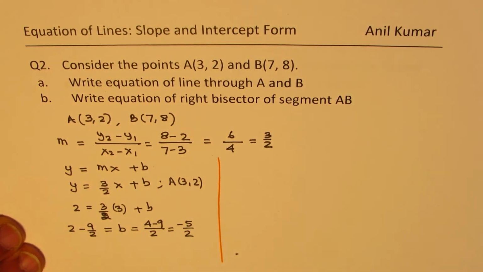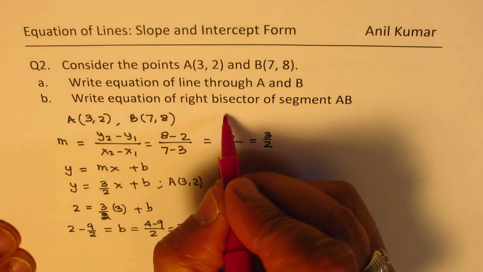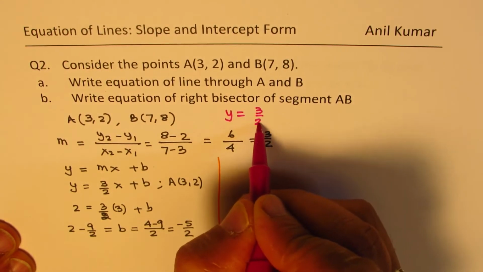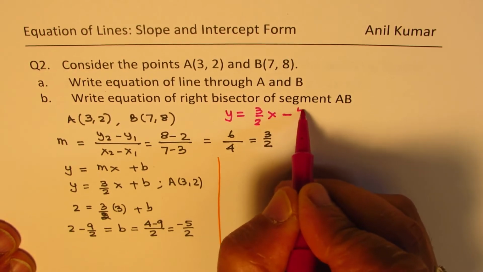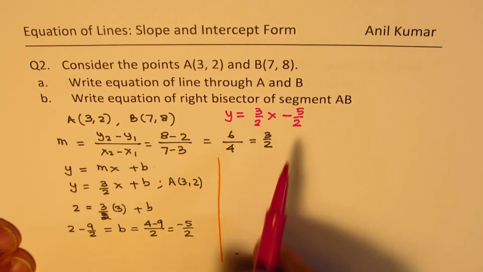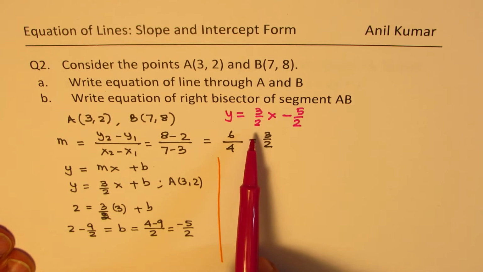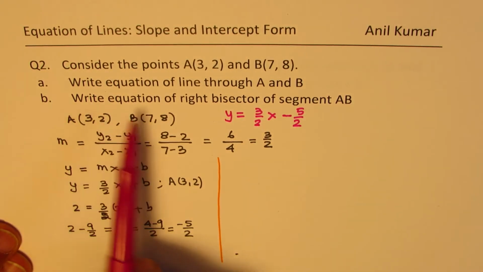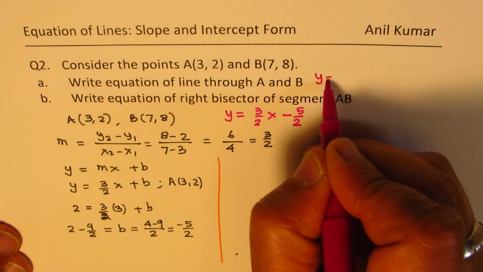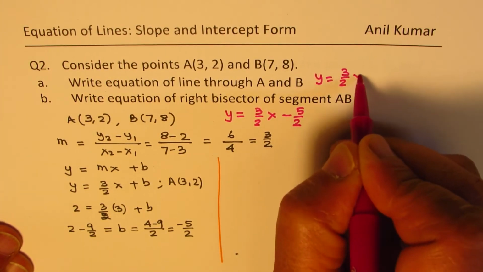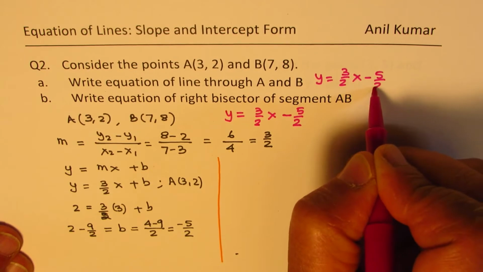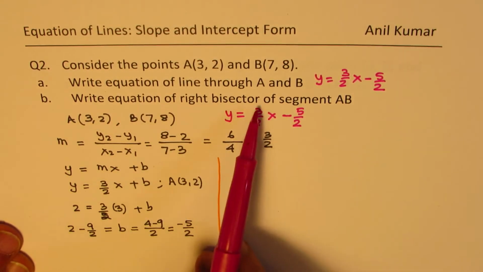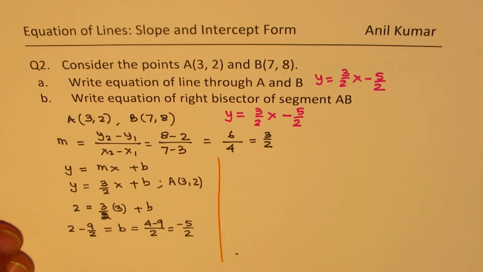So we can write down this equation as y equals slope 3 over 2 x minus 5 over 2. So in slope-intercept form, that is going to be the equation. Clear? Now let's do part B. Let me write down this equation here. y equals 3 over 2 x minus 5 over 2. Part B. Write the equation of the right bisector of segment AB.